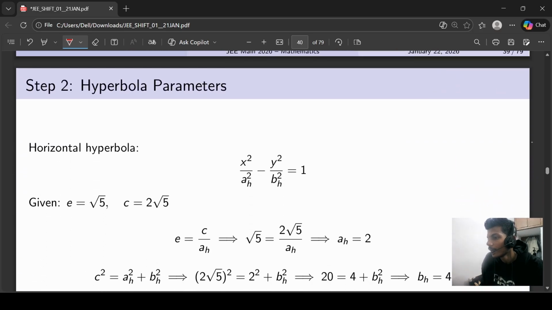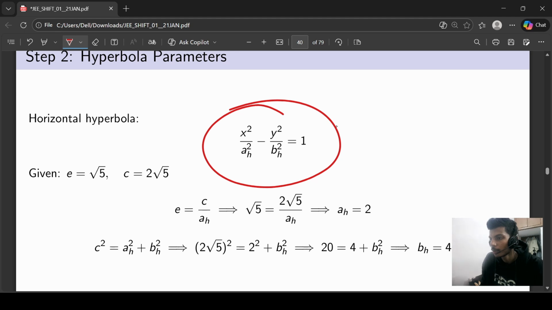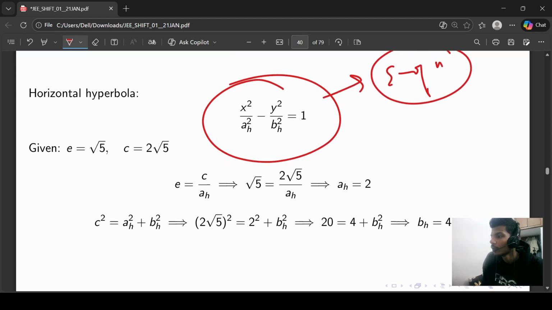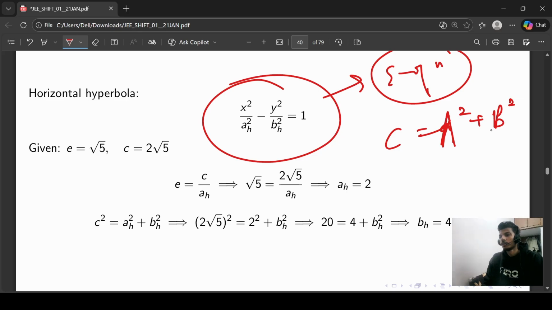And let's say this is the equation for the hyperbola. We know the equation for the hyperbola, but I simply consider it. So first thing is we have to find out c, that is c is equal to a square plus b square. Let's keep it capital A to distinguish it from the ellipse. So c is equal to capital A square plus b square, where c is equal to 2 under root of 5. So we can simply get a square plus b square as 20.